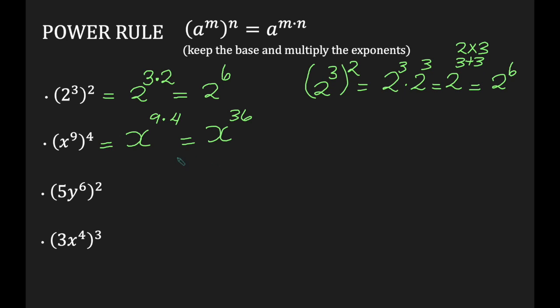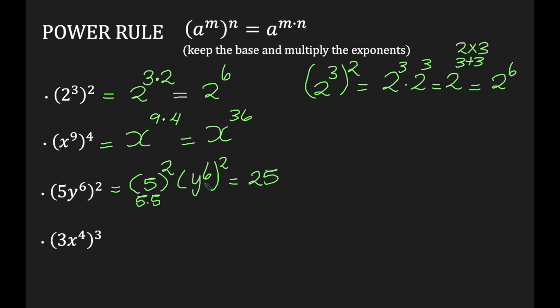Now sometimes you can have more than one term within your parentheses. So here notice I've included a coefficient. I have 5 y to the 6, and all of that is raised to the second power. Now this exponent of 2 must be distributed to every term within the parentheses, which means that the 5 is raised to the second power and the y to the 6 is also raised to the second power. Now the 5, which is your coefficient, raised to the second power means 5 times 5. 5 times 5 is 25.